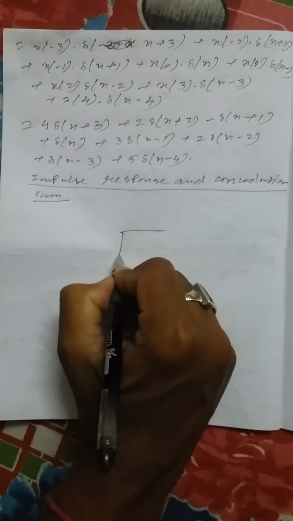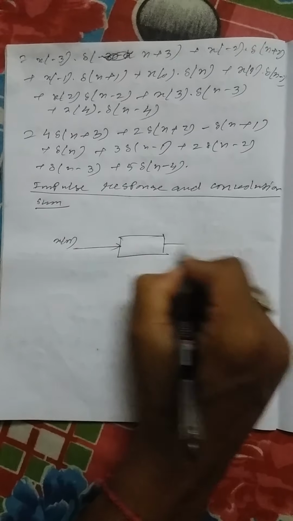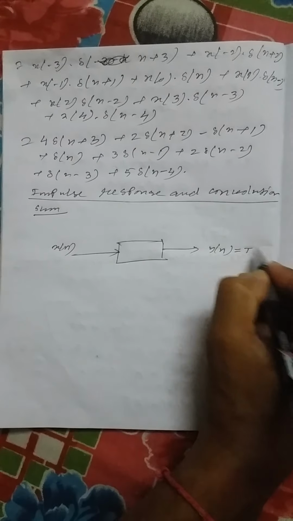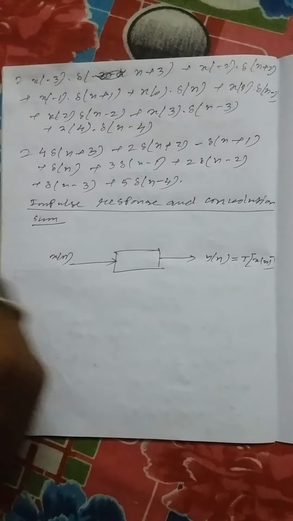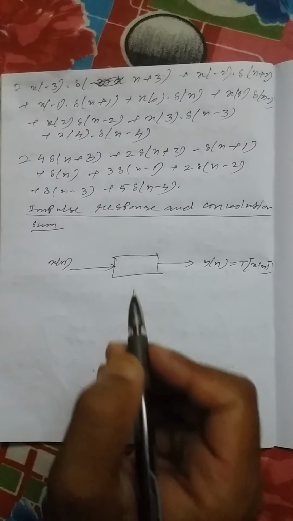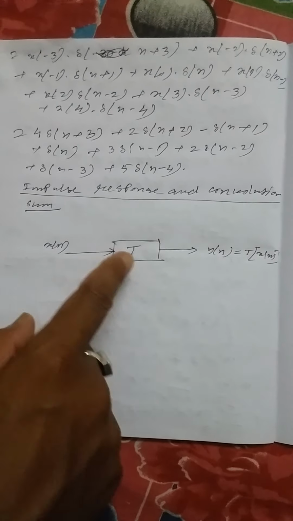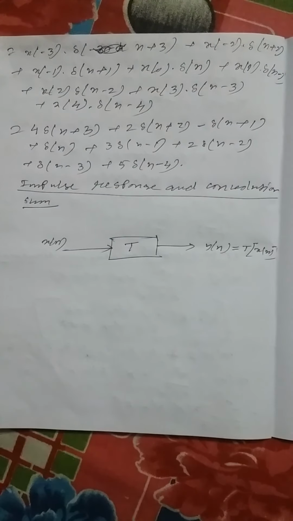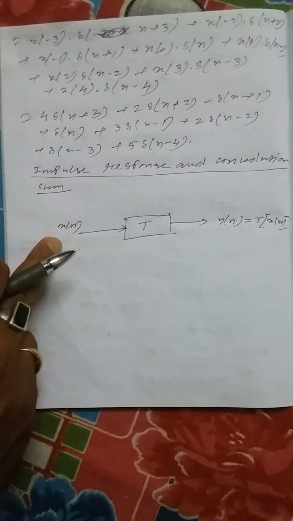Now what is the impulse response of a system? Suppose this is the system, the input to the system is x(n) and the output is y(n). So y(n) is the transformation of x(n). There is a transformation of x(n) which we get in the form of y(n). Now y(n) is the response of the system when the input is x(n).